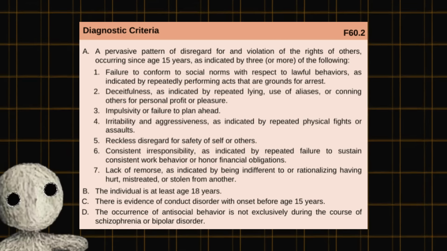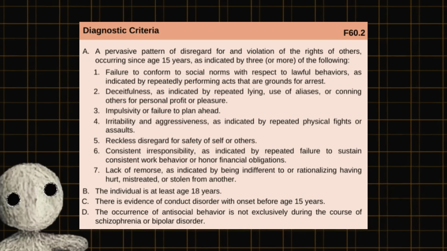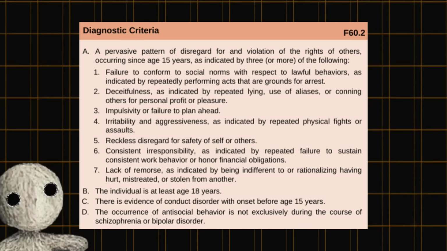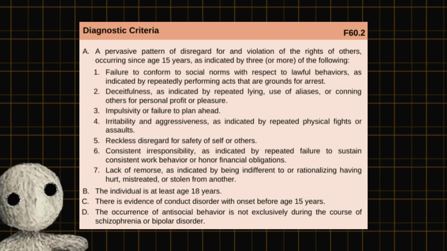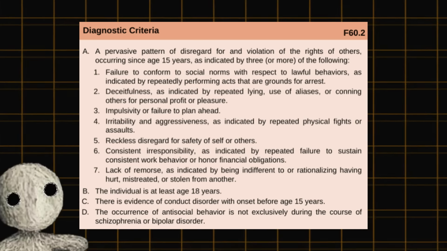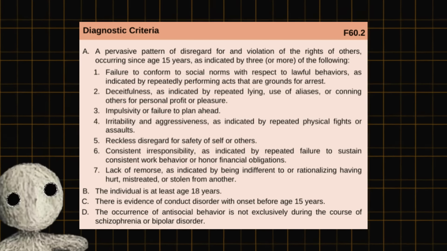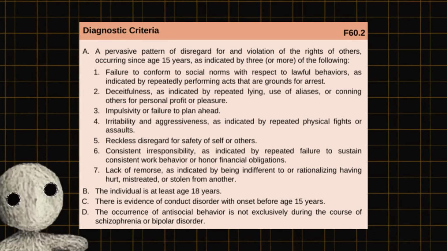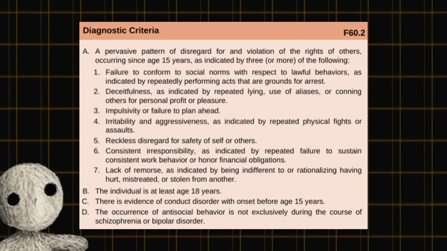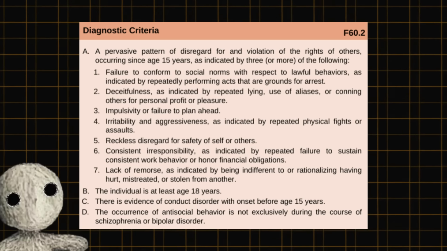4, irritability and aggressiveness as indicated by repeated physical fights or assaults. 5, reckless disregard for safety of self or others. 6, consistent irresponsibility as indicated by repeated failure to sustain consistent work behavior or honor financial obligations. And finally 7, a lack of remorse as indicated by being indifferent to or rationalizing having hurt, mistreated, or stolen from another. Additionally, there are criteria such as what age this behavior started at, and making sure that the behavior is not occurring exclusively during the course of schizophrenia or bipolar disorder.